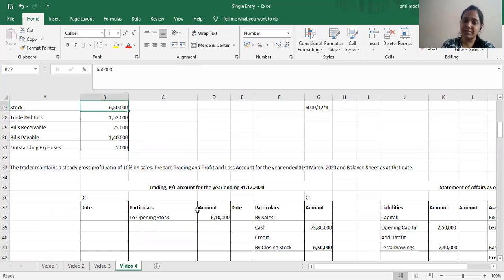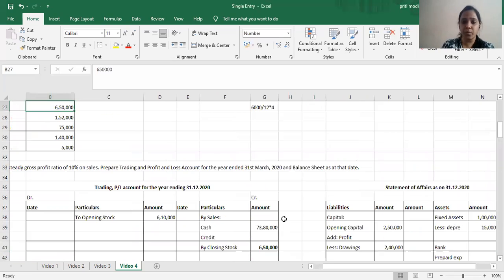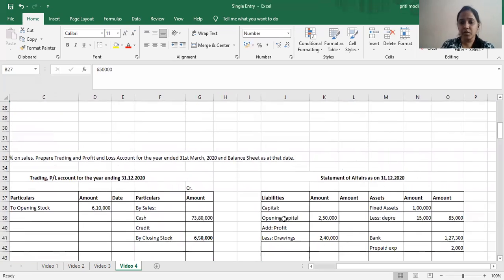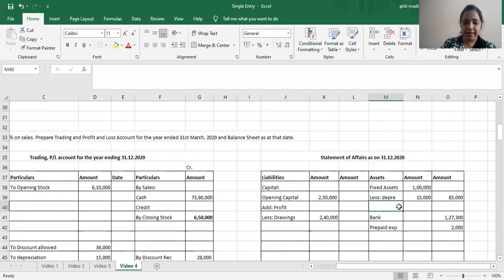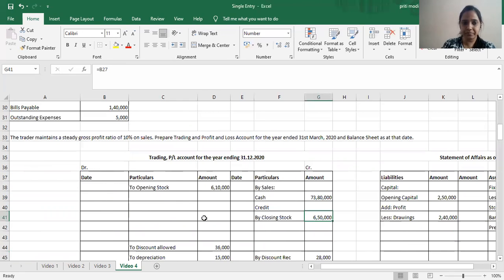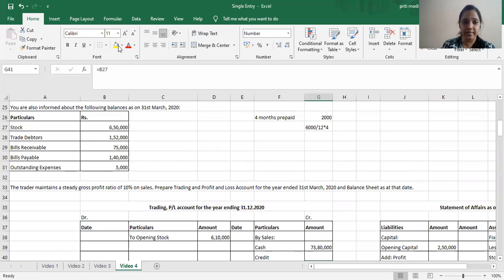So closing stock 6,50,000 in the trading account. Also, it will go where? Our statement of affairs. So I'm writing it over here. Stock, closing balance sheet, that is 6,50,000. 6,50,000. Okay, this has been posted twice now.